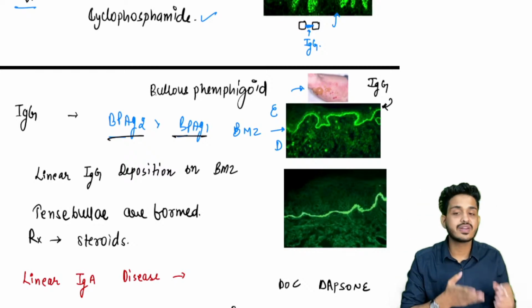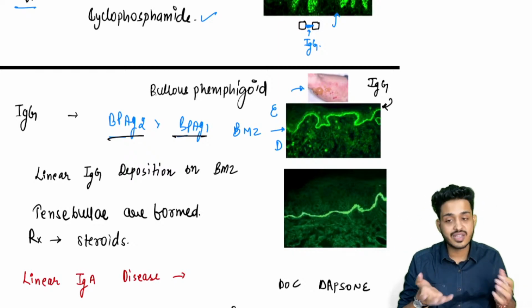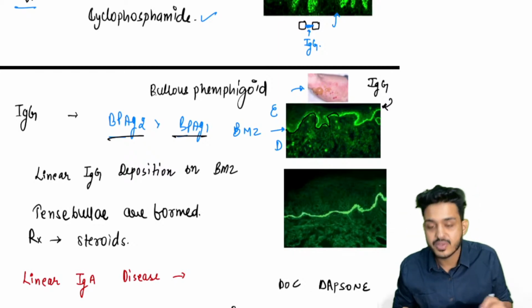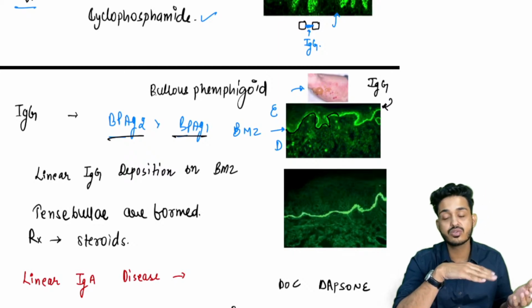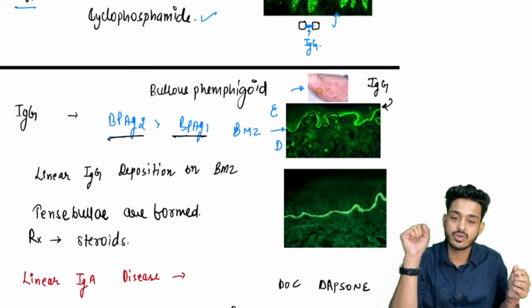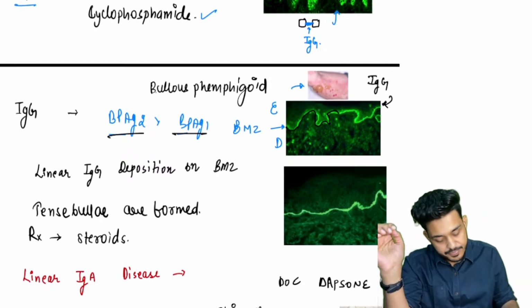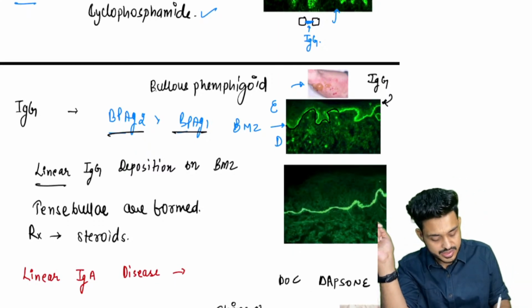And that is why it is giving the linear pattern. There is nothing fancy. Why is it giving the linear pattern? Because this is the basement membrane zone, and here we have BPAG1 or 2, and antibodies are formed against BPAG2 or 1. Clear? Now there is one more disease.